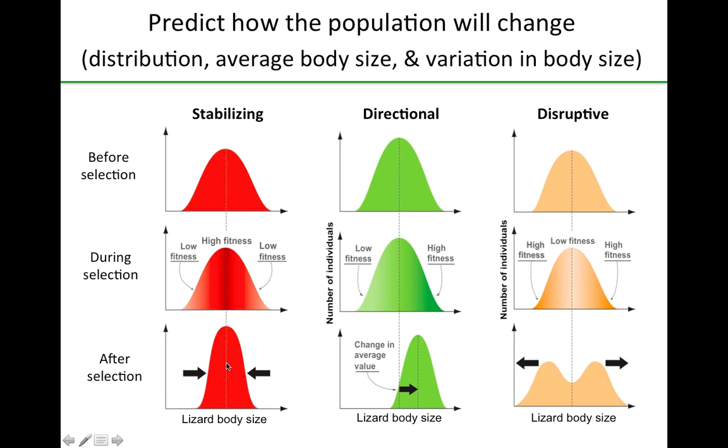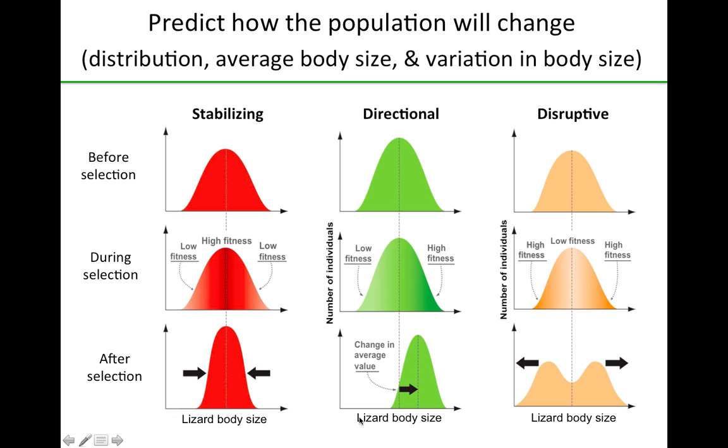So it tends to maintain the same average phenotype. So average body size does not change, but the variation around that average gets smaller. So you can see here, we have a pretty wide curve when we're starting out, so there's lots of variation, and that variation has decreased as a result of stabilizing selection.